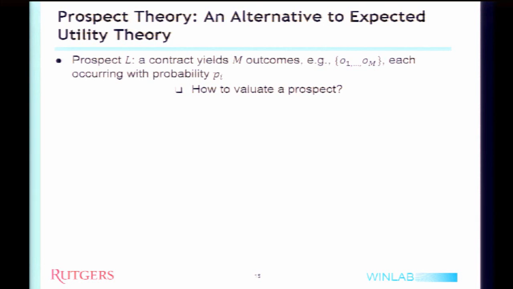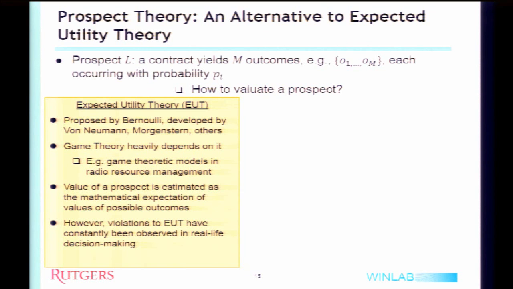A prospect is a contract that has possible outcomes, for example, from O1 to OM, and each outcome may occur with probability pi. So how do we evaluate this prospect? To put it simply, a prospect is a lottery.